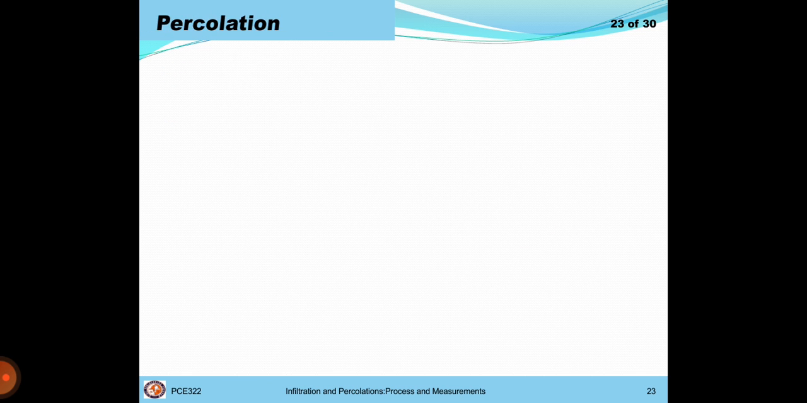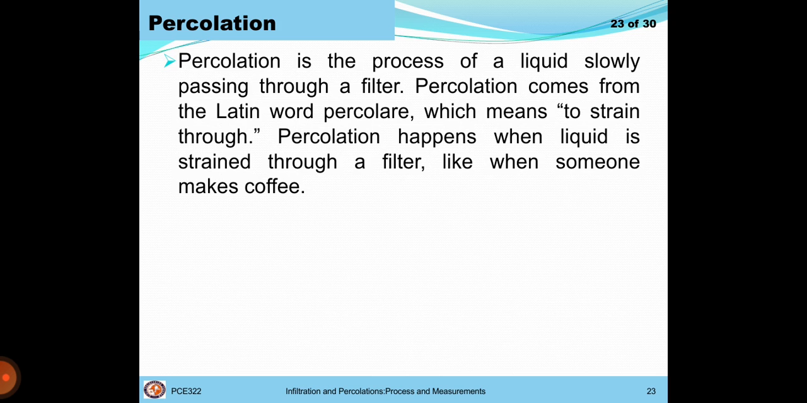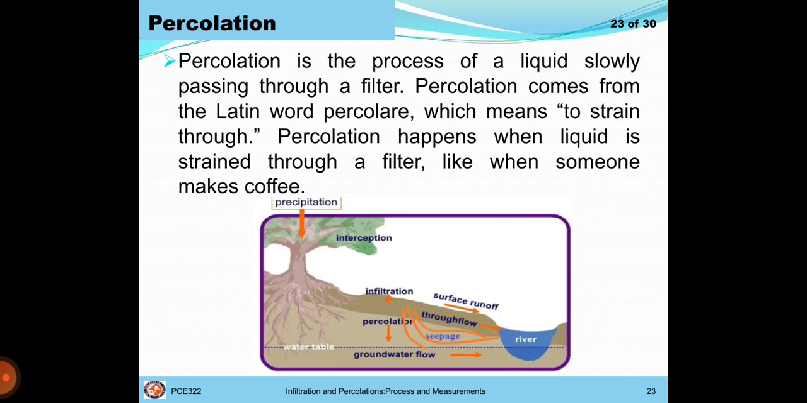So percolation is the process of a liquid slowly passing through a filter. Percolation comes from the Latin word percolare, which means to strain through. Percolation happens when liquid is strained through a filter, like when someone makes a coffee. So this is an example of the percolation in the water cycle.